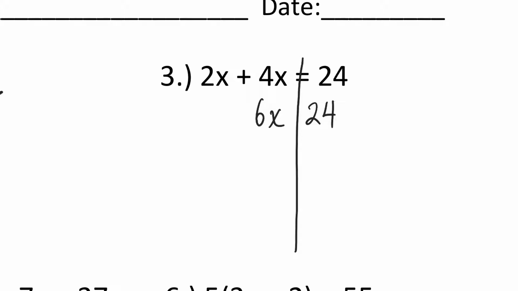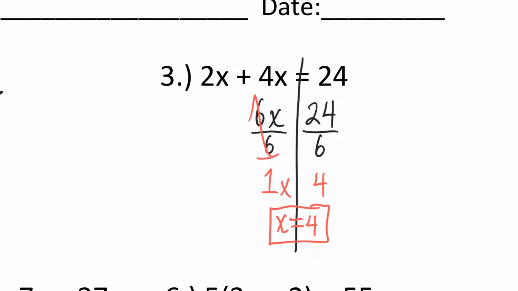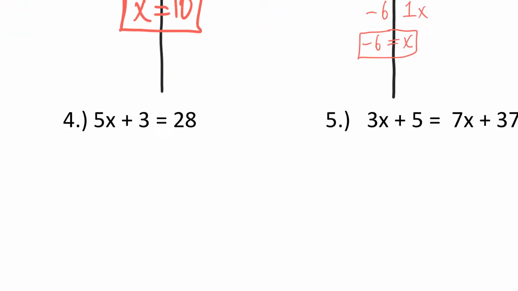Nothing changes that 24. Good. Then we're going to divide both sides by 6. Okay, the 6 and 6 become 1, so we just have 1x here. And 24 divided by 6 is 4. X equals 4. All right, number 4.